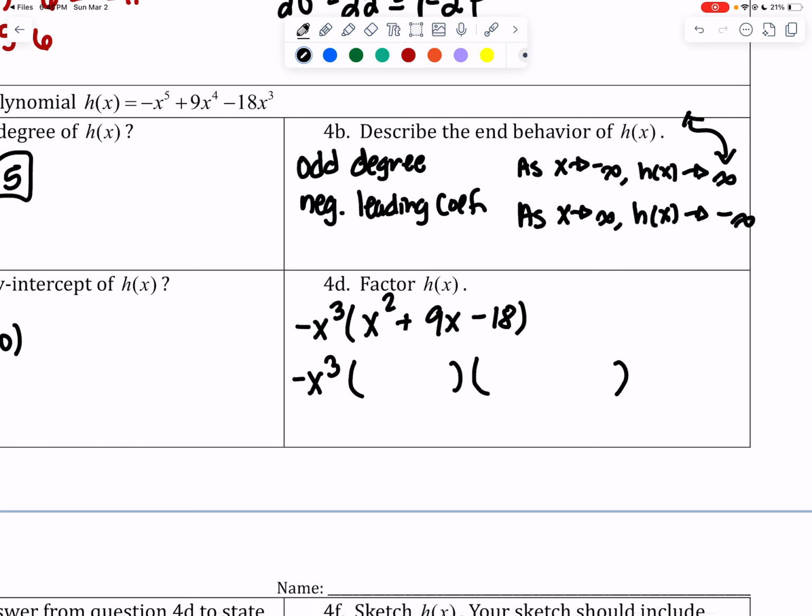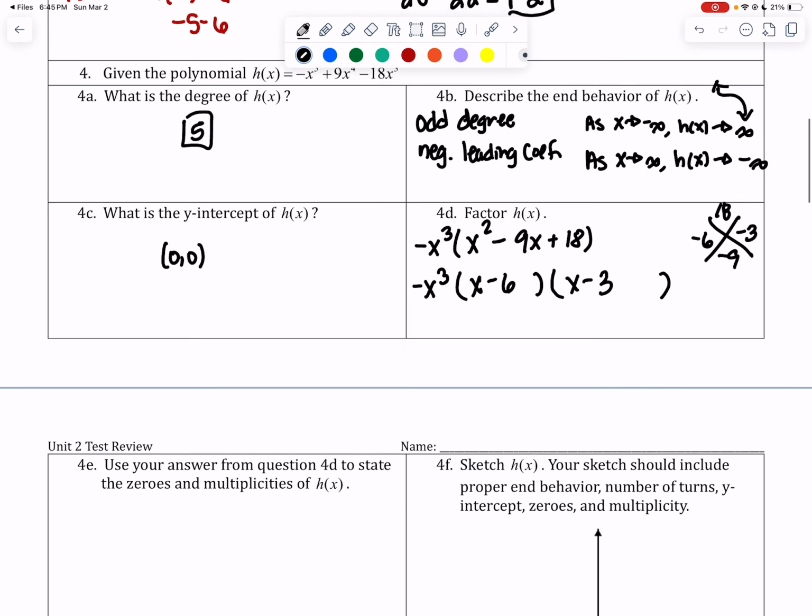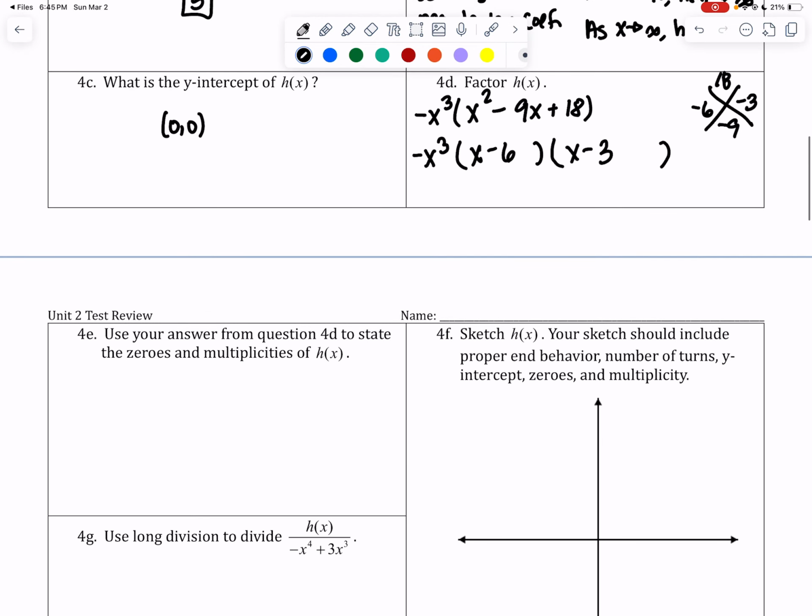Oops, just kidding, sorry. Since I factored out a negative, this should be a negative and this should be a positive. Yeah, that's good. I'm trying to find factors of 18 that are going to give me a sum of negative 9. And that is going to be negative 6 and negative 3. So I get negative x cubed, x minus 6, and x minus 3 for part D.